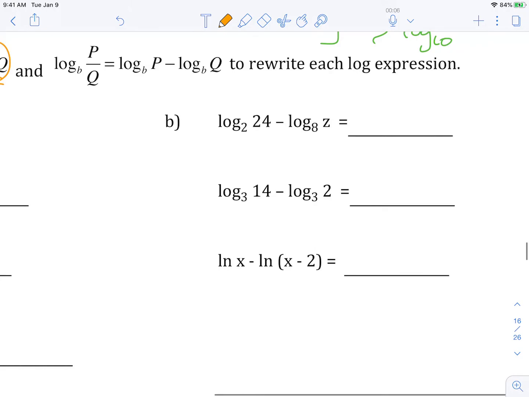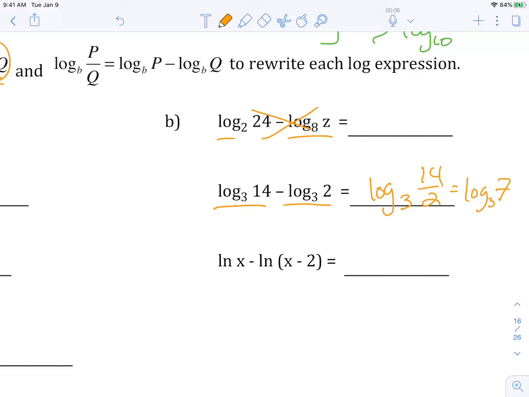Over here, there's different bases, so at this point in time, there's nothing we could do about these two, okay? So kind of just cross this one out. Now, log base 3 of 14 minus log base 3 of 2, well, they have the same base, so I could just rewrite this as log base 3 of 14 divided by 2, which is log base 3 of 7.